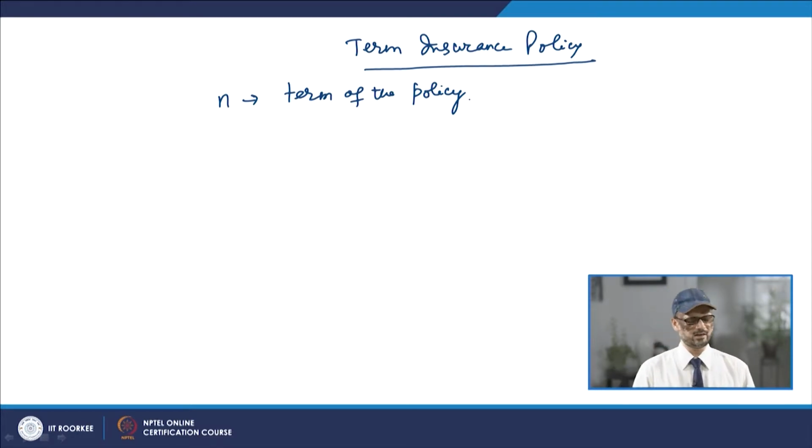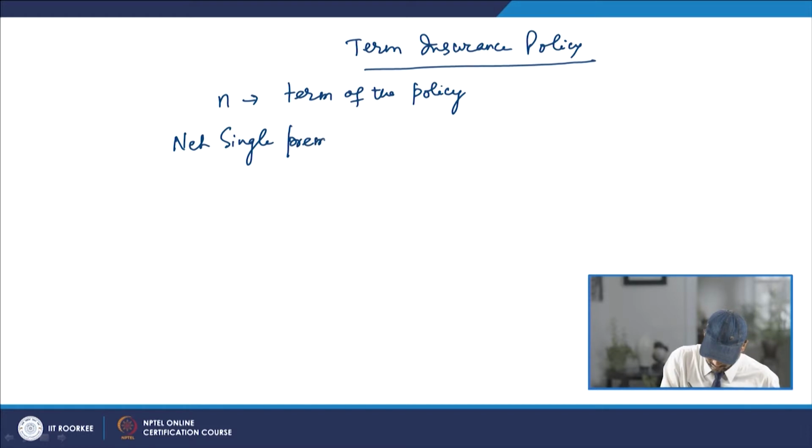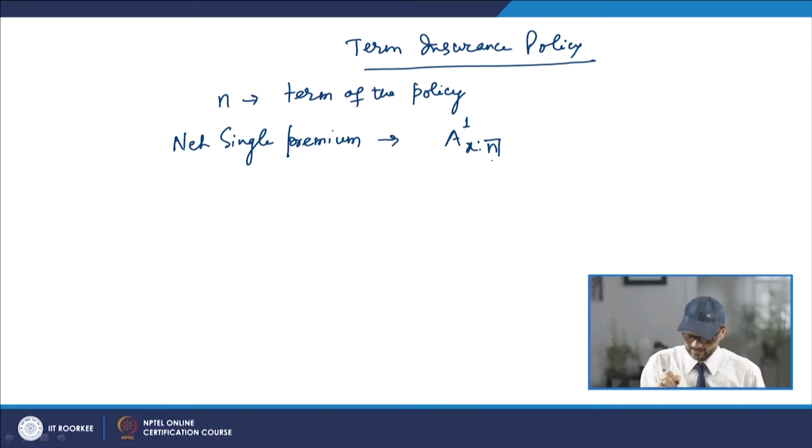Now in this case again you will be calculating the values of the premium amount, and it may be in a similar line for the single premium, or for the annual premium, or for the deferment period. So when we talk about the net single premium in the case of term insurance, we denote it as A^1_{x:n}. This is the notation for the term insurance policy, and this A is the net single premium.